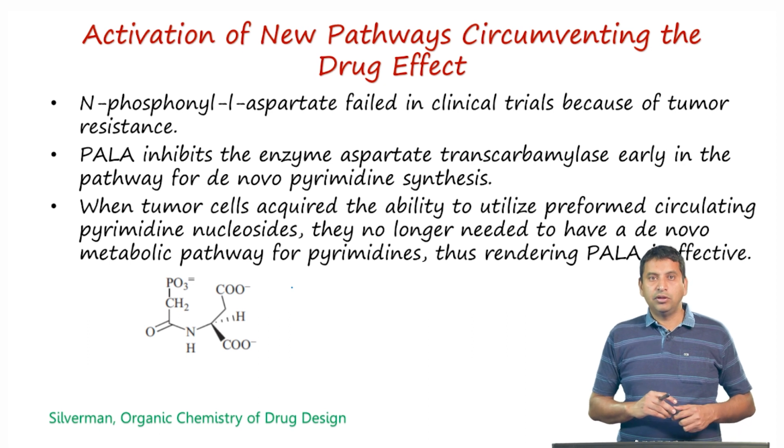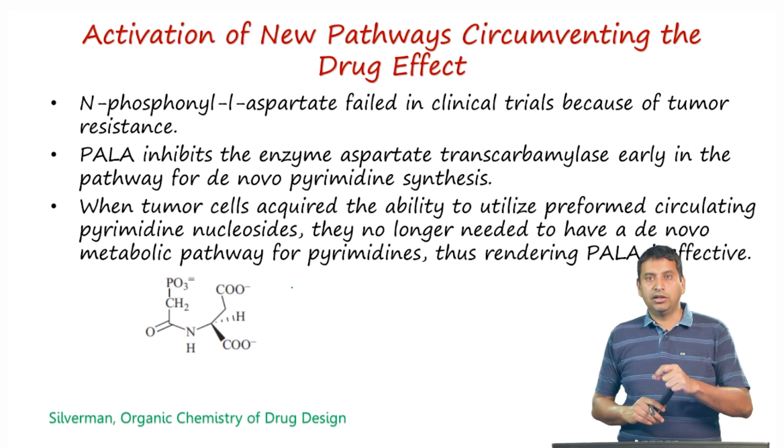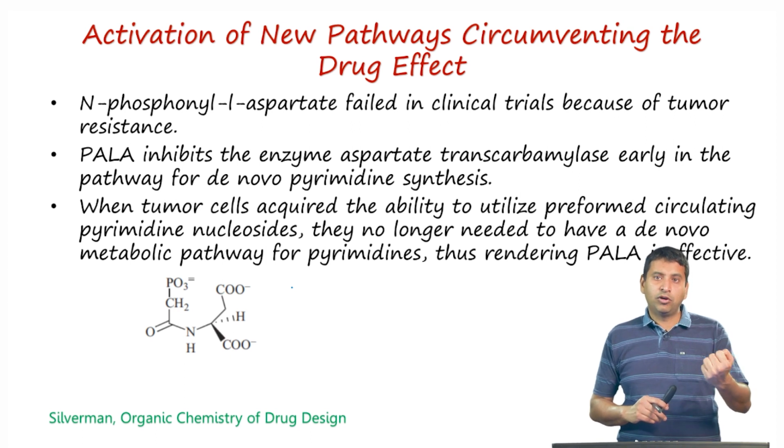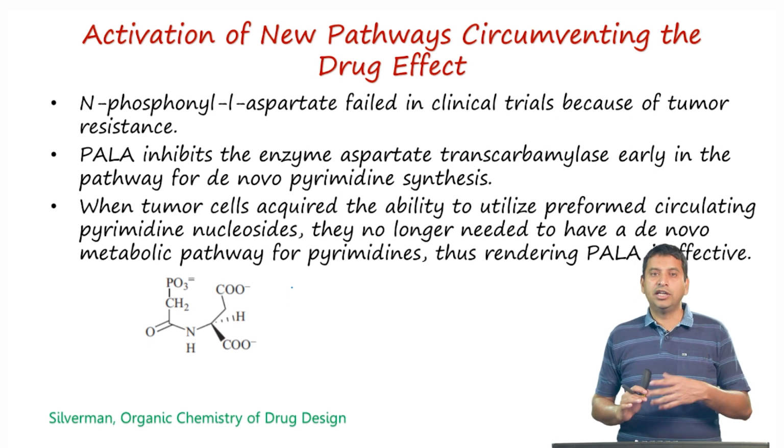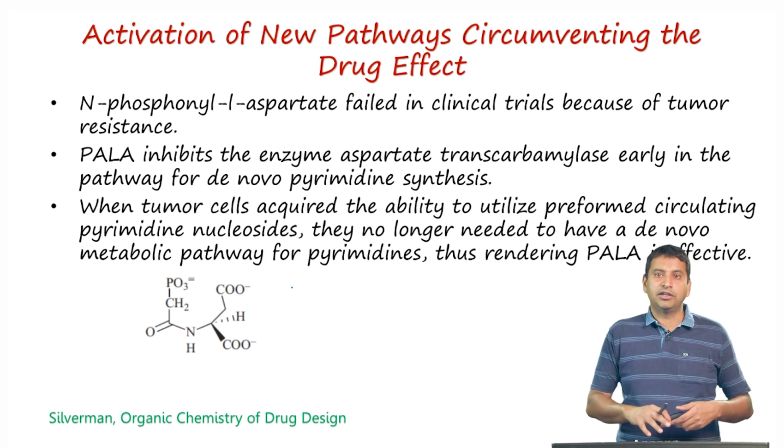So, here is an example. N-phosphonacetyl L-aspartate was very successful in treating cancer cells in the lab, but it failed in clinical trials. This PALA, as it is called, inhibits the enzyme aspartate transcarbamylase, which is very important in de novo pyrimidine synthesis. When tumor cells acquired the ability to utilize preformed circulating pyrimidine nucleosides, they no longer needed a de novo metabolic pathway for pyrimidines. Therefore, this drug becomes ineffective.